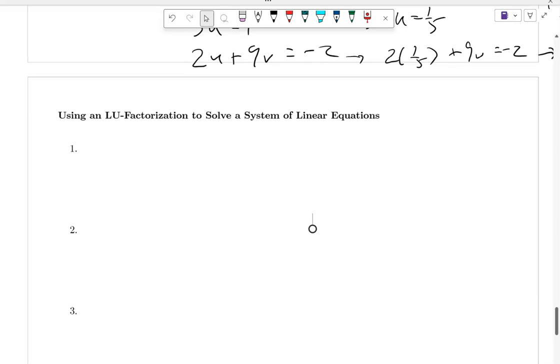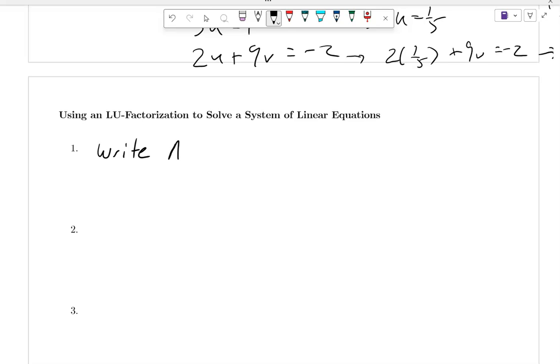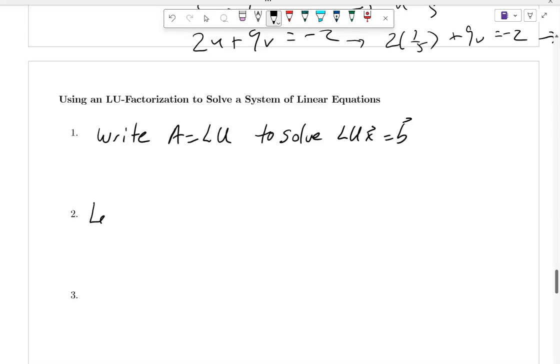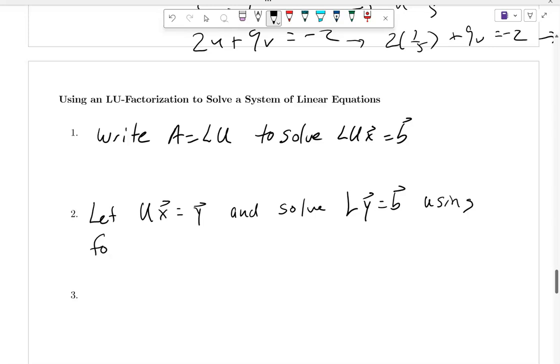All right. So what's the process? So the first thing we're going to do, if we're going to solve a system of linear equations, is write A as LU. Okay, that's step one. Write A as LU. And the idea is to solve LU some vector X equals B. Okay. So step two is let UX equal some Y, call it Y, and solve LY equals B using forward substitution.